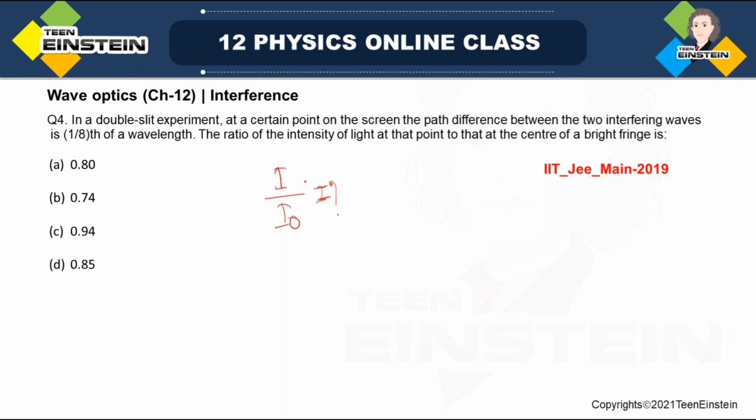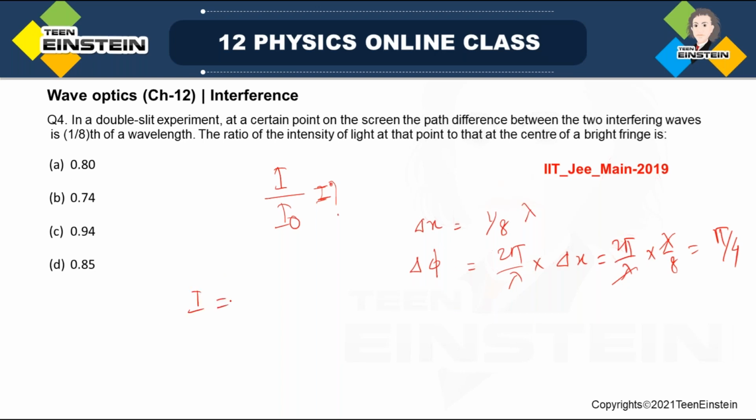So look, we have path difference delta x is equal to 1/8 into lambda. Then what is the phase difference? We can easily get the phase difference. The phase difference is equal to 2 pi by lambda into path difference delta x. So 2 pi by lambda into lambda by 8, so you get pi by 4.